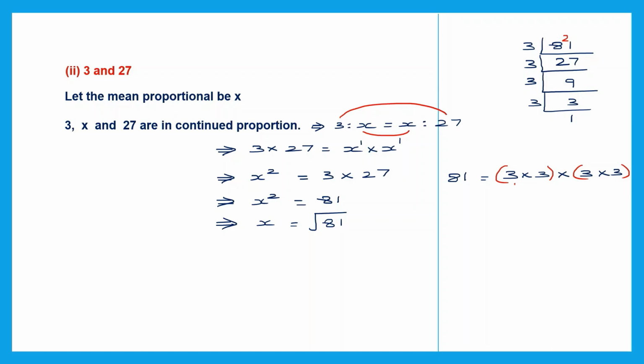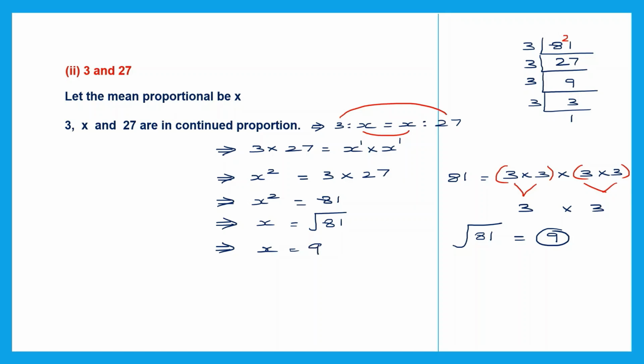So now I'm going to take 1 from each pair. 1 3 from here, and from the other one I'm going to take 1 3. Okay, you take 1 from each. So now 3 3s are 9. That means the square root of 81 is 9. So here we've got the answer. X is equal to 9.